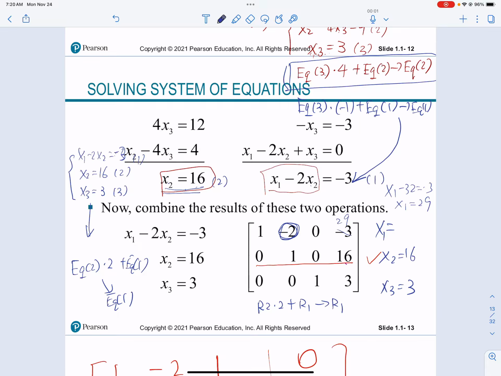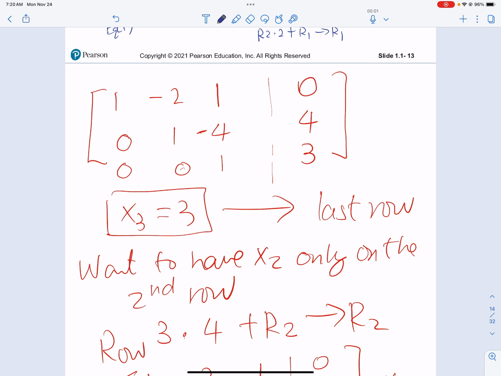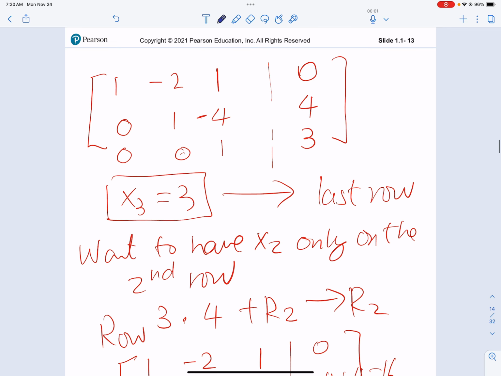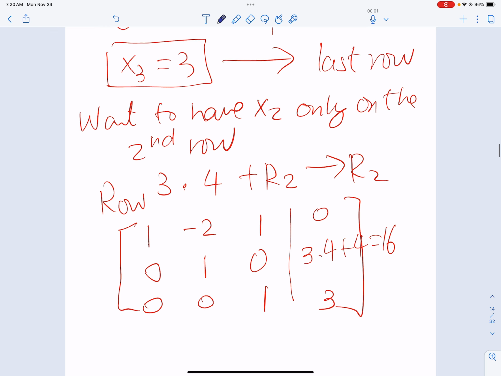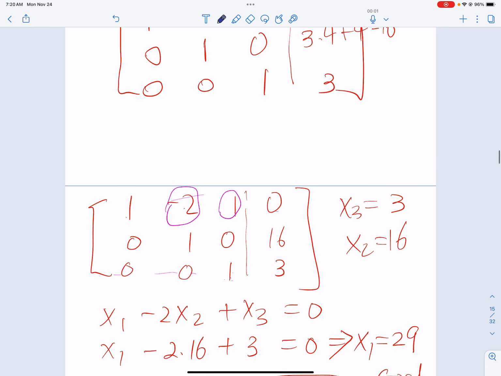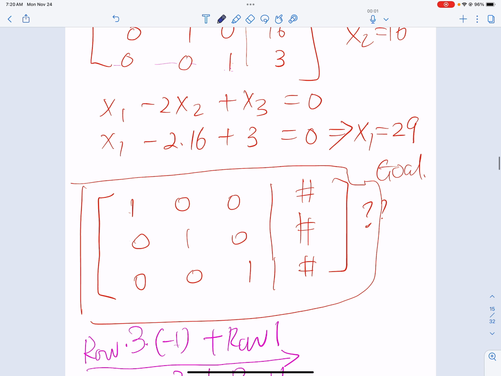Are you guys with me? Okay. And so these are the details here. This is what we just talked about. This is the thing: x3 equal to 3 is the last row. You wanted to only have x2 on the second row. You with me? So then you wanted to get rid of this, and then you wanted to get rid of the ones that we just talked about, and then also wanted to get this.